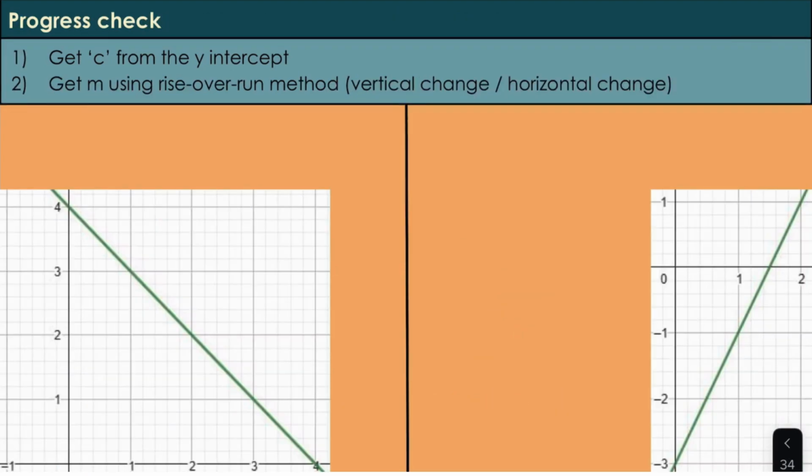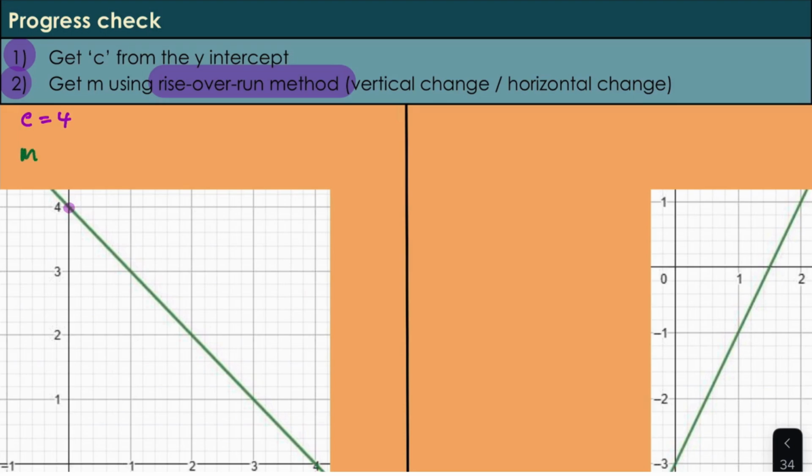Progress check. Have a go yourselves, then check your answers with mine. In my workings, I will follow these 2 steps because I feel rise over run method is much quicker. However, if you want to use the slope formula, that is perfectly fine. First up, c from the y-intercept. We see our y-intercept at positive 4. So we can say c equals 4.